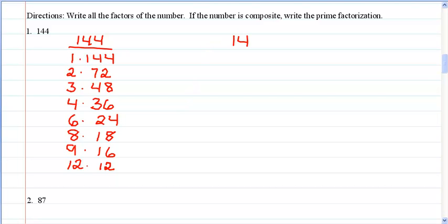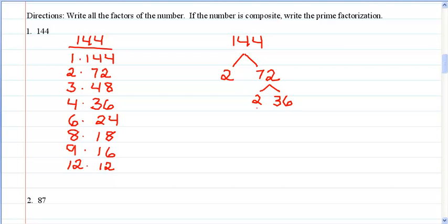So to write the prime factorization, I make a prime tree. And I start with a prime number, any prime number that's a factor of 144. And I will just start with 2. Since the number's even, that was the first number that came to mind. Prime number goes on the left, composite number goes on the right. And then I just keep breaking up the composite number until all of its numbers are prime.